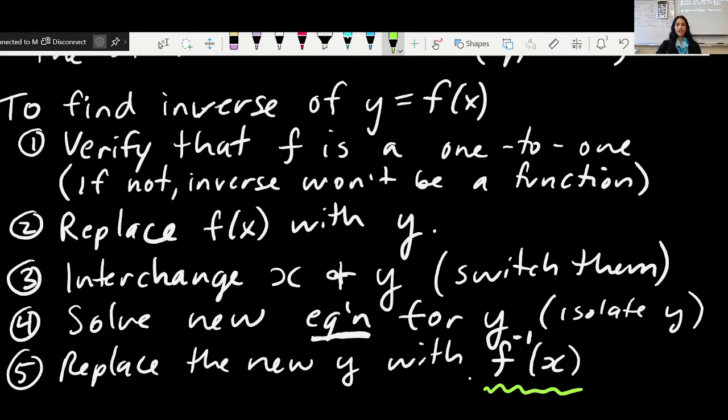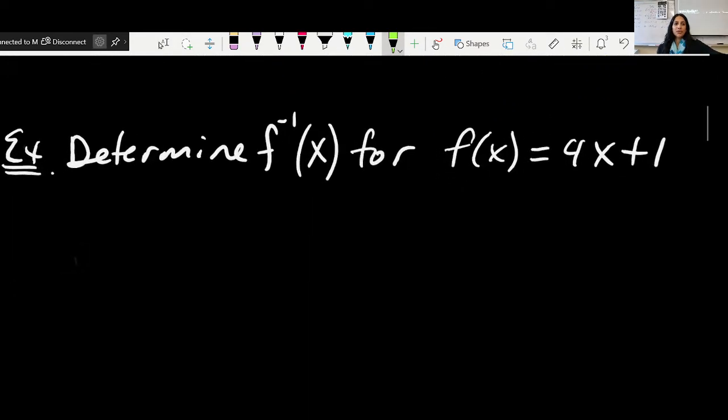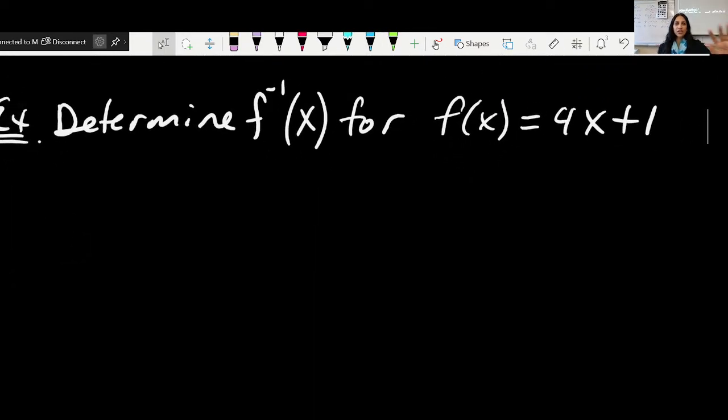It looks like f to the power of -1. That's this new notation that indicates that it's an inverse function. So it's showing the inverse of f of x, essentially. So let's dive into an example so we can see what this would actually look like.